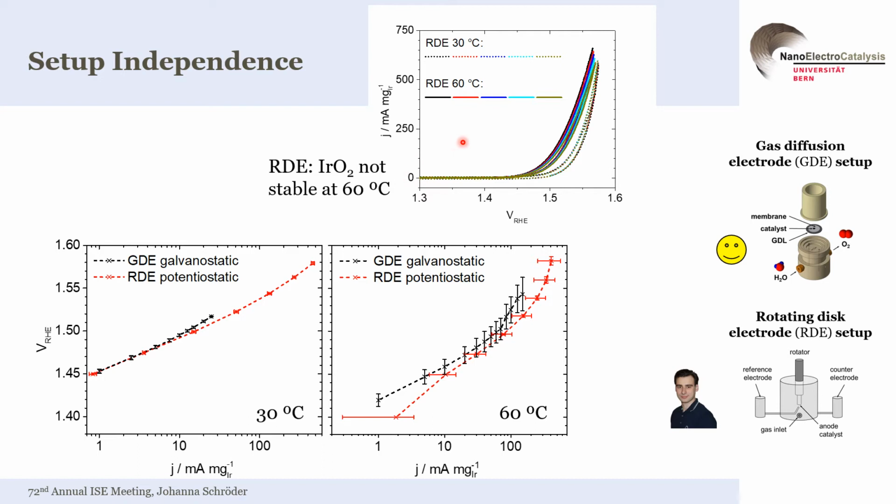Performing cyclic voltammetry in the RDE setup, we can see that at 30 degrees a stable activity is reached, while at 60 degrees deactivation of the catalyst is seen. As a conclusion, we can say at 30 degrees we reach comparable results between both setups, while the gas diffusion electrode setup even enables measurements at high temperature close to electrolyzer temperatures.